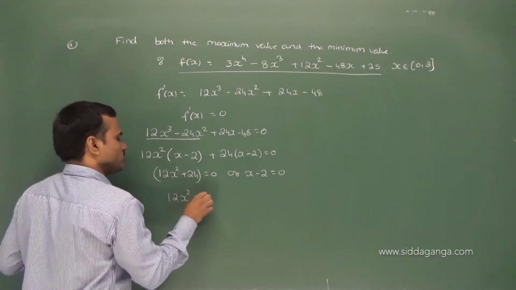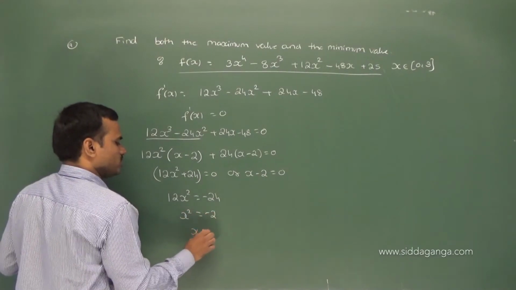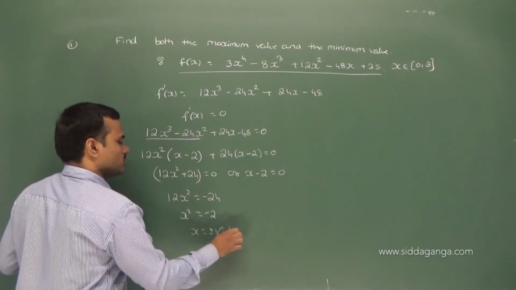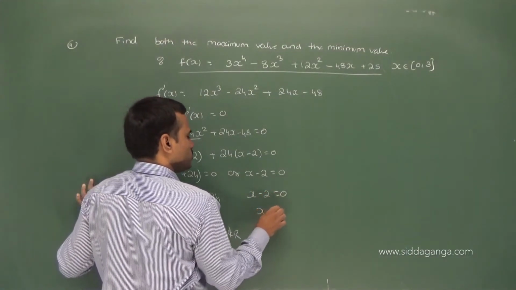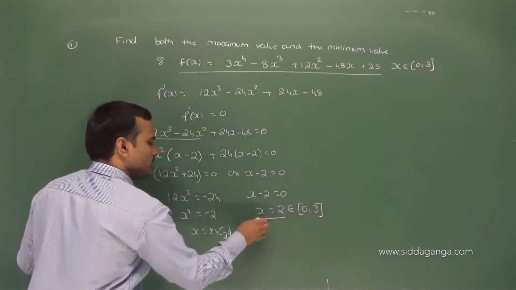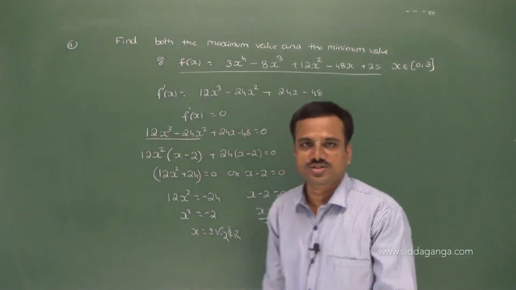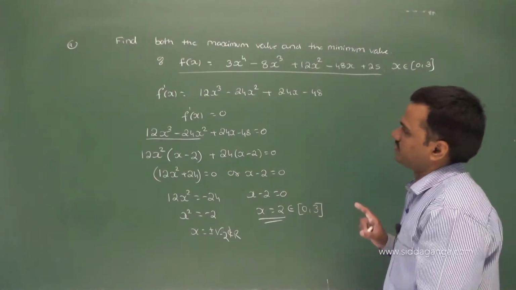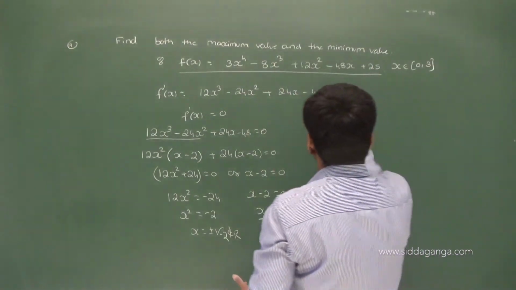12x square is equal to minus 24. X square is equal to minus 2. X is equal to plus or minus square root of minus 2, which does not belong to R. X minus 2 is equal to 0, x is equal to 2, which belongs to 0 to 3. So only one critical point, x is equal to 2. Then we find all the values one by one.